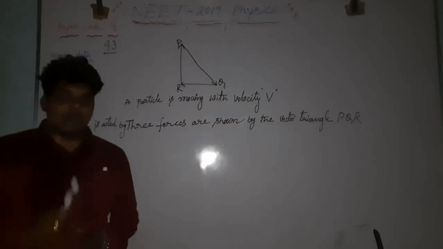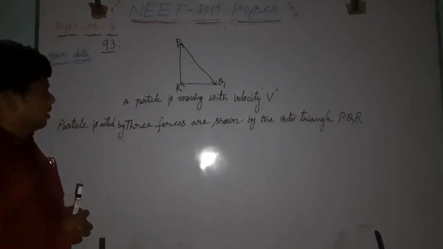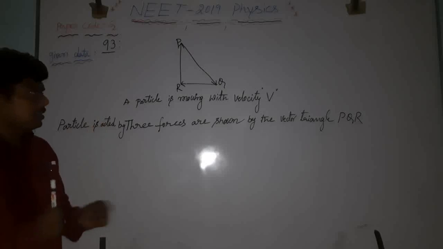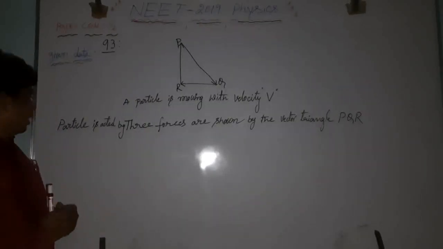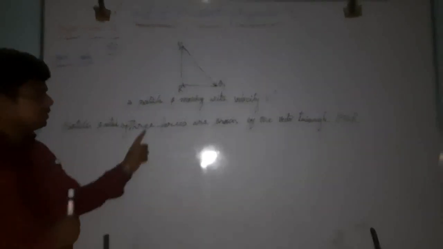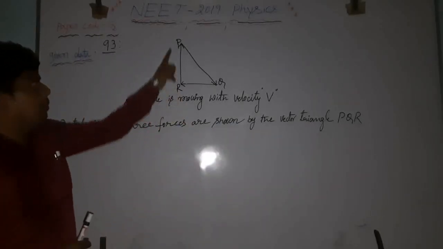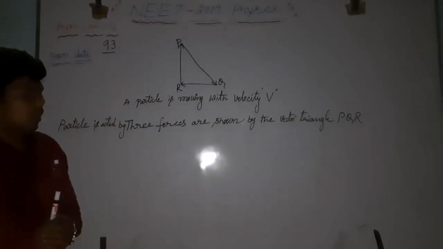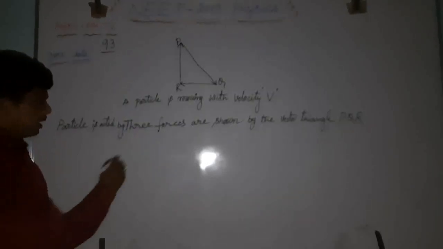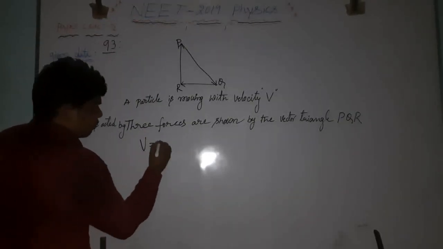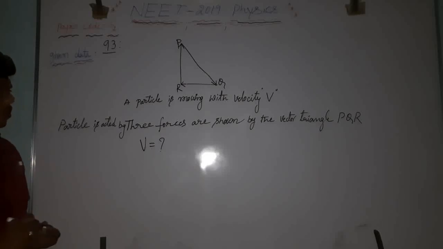Now the question number is 93. In the question, a particle is moving with the velocity v and the particle is acted upon by three forces as shown by the vector triangle PQR. What we have to calculate? Velocity is equals to question mark.